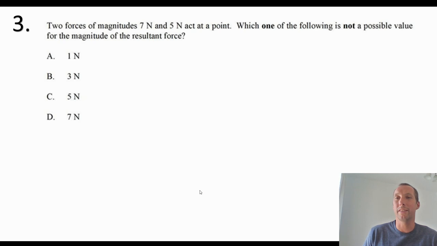So which one is not possible? You've got two forces acting on an object or acting at a point. Which of the following is not a possible resultant force? Again, you can pause the video until you've decided on what you think the best answer is, and I'll go through the answer in a moment.